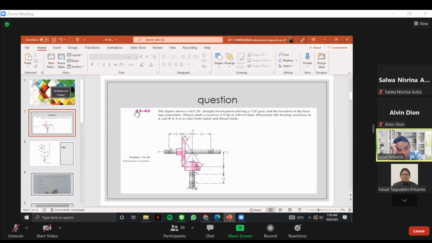Start from maybe the easiest one, WR, yeah, WR from gear 2. In which direction was WR?